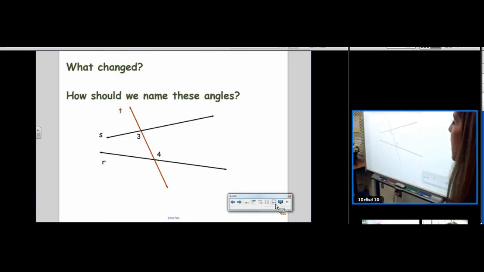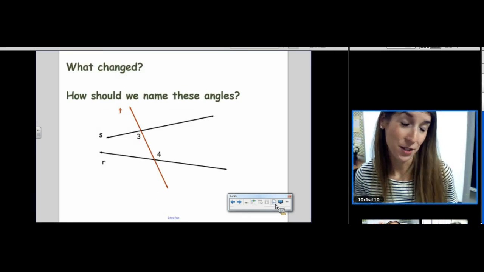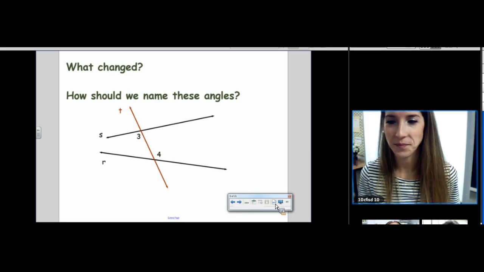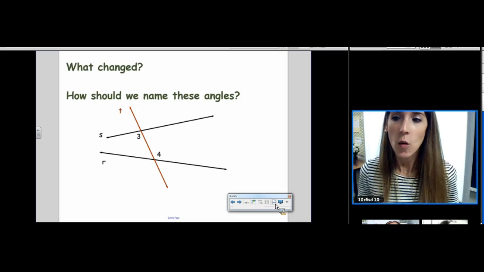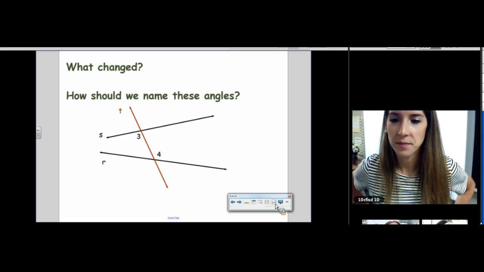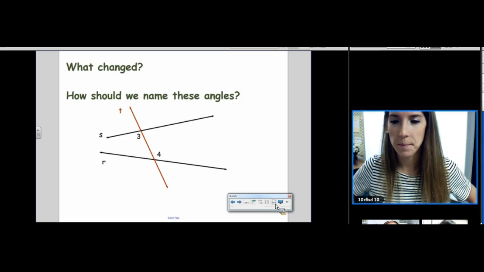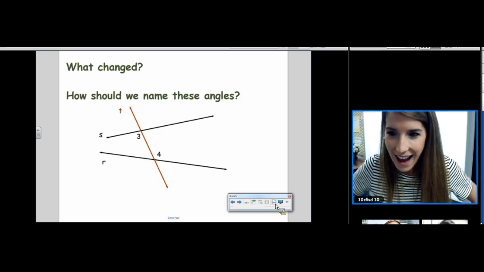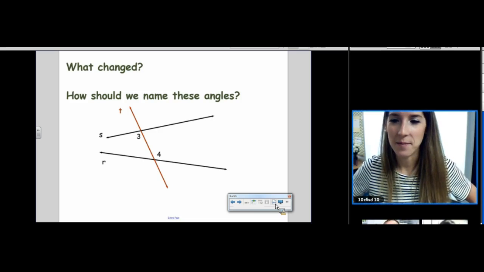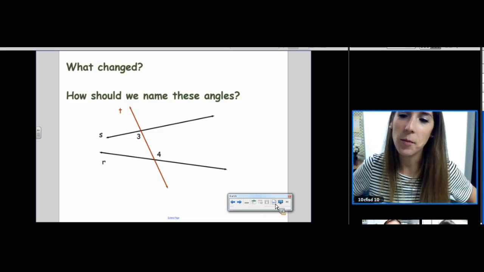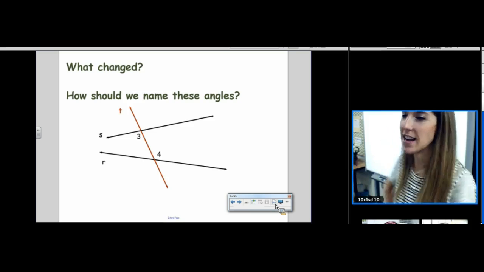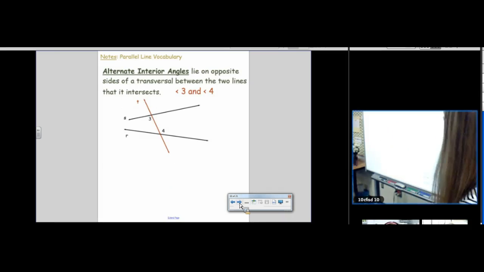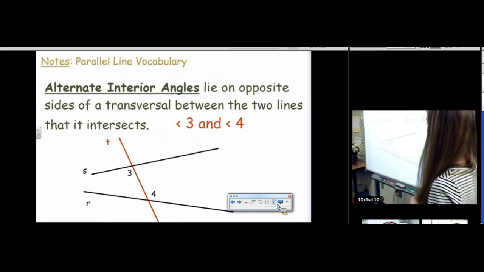What did I change other than it was 1 and 2 and now it's 3, 4? What did I change? They're on different sides of T now. One's on the left and one's on the right. What should we call these? Different side interior? We're not going to use that. Opposite side interior, we're actually not going to use the word opposite either. Let's come up with another word. Oh, you got it, Neil. Very good. These are called alternate interior angles.